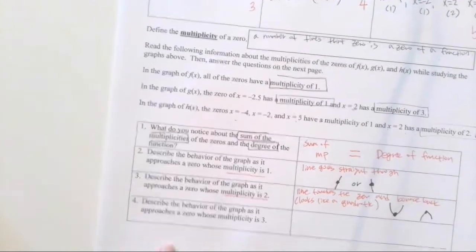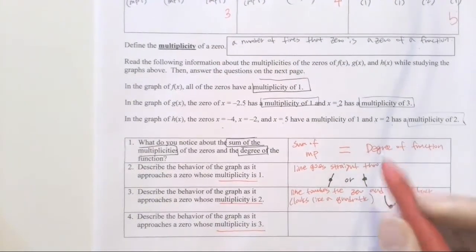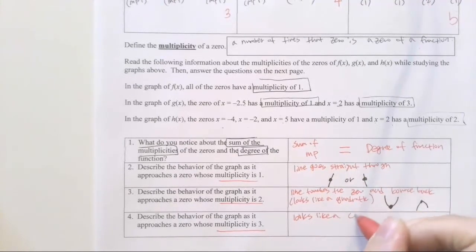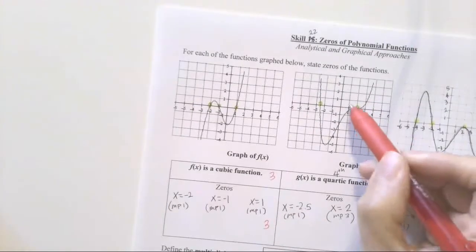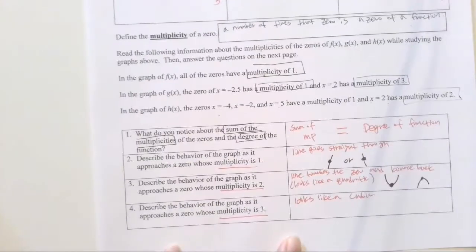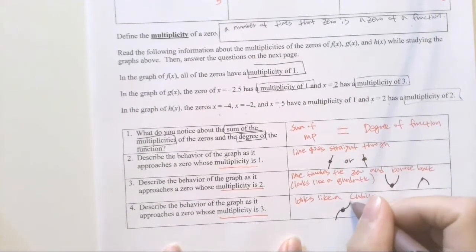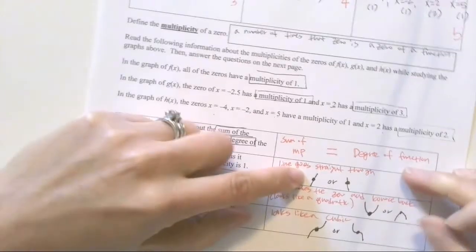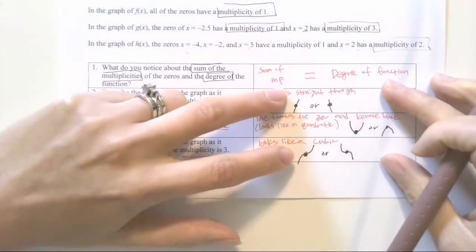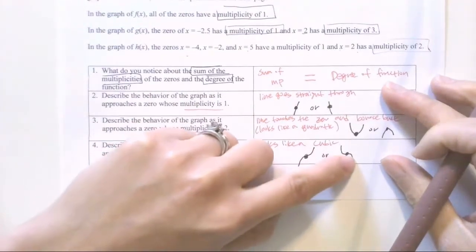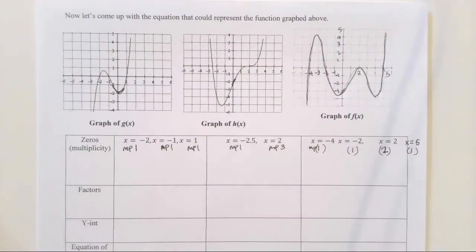Okay? All right, last but not least, what did it look like when it has a multiplicity of 3? It looks like a cubic graph around it. So over here at 2, right? So around that 0, it's going to look like this. Around 0, it's going to look like this. Do you guys see the difference between the multiplicity 1 and multiplicity 3? Multiplicity 1 literally goes through it. Multiplicity 3, it looks like a cubic, so it's got to stop around at 0 a little bit with a 0 slope.